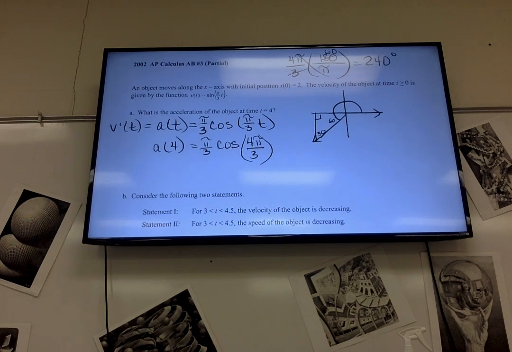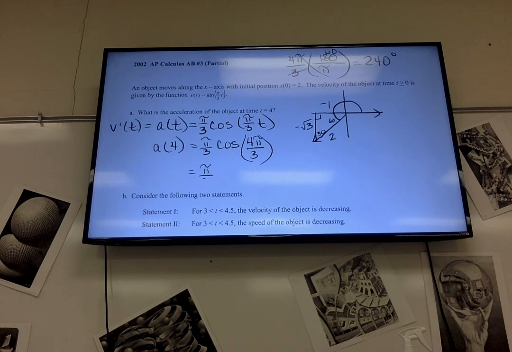So across from the 60 is negative square root of 3. Across from the 30 is negative 1. And the hypotenuse is 2. Cosine is what over what? Cosine is adjacent over hypotenuse, so that's negative 1/2.